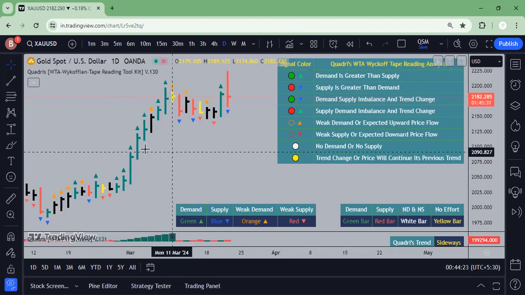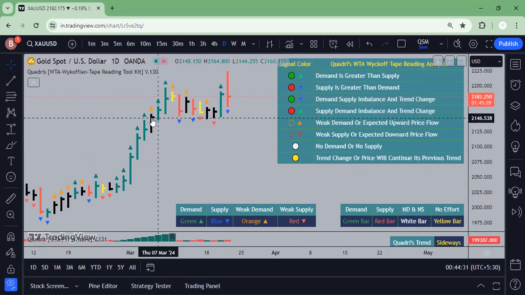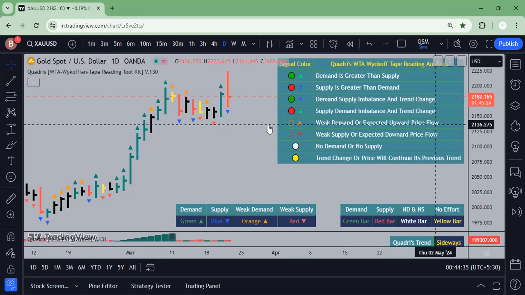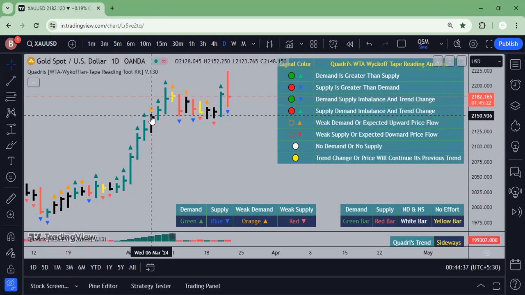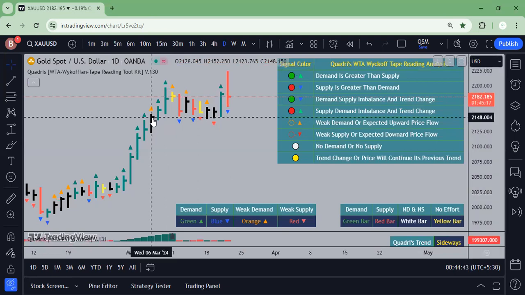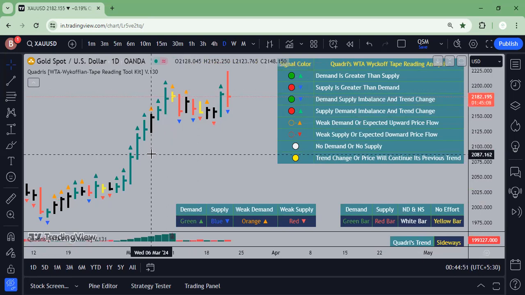Like here also, you can see a black candle with an orange triangle, weak demand. Demand is weak over here, or an upward price flow is expected from this point, 2194. So that is how you used to analyze.